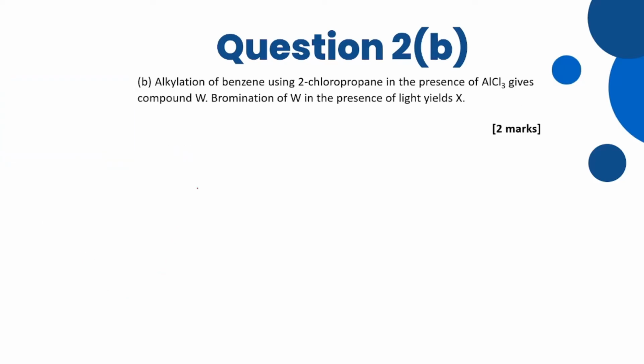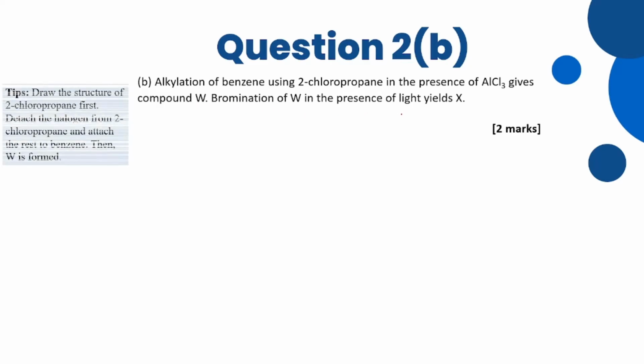For question 2B, the alkylation of benzene using 2-chloropropane in the presence of AlCl3 gives compound W. Bromination of W in the presence of light yields X. The tip here is to draw the structure of 2-chloropropane first. As you know, 2-chloropropane will have 3 carbons: carbon 1, carbon 2, and carbon 3. And at carbon number 2, we have Cl, which is above here.